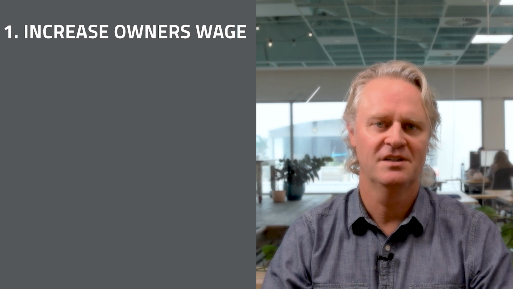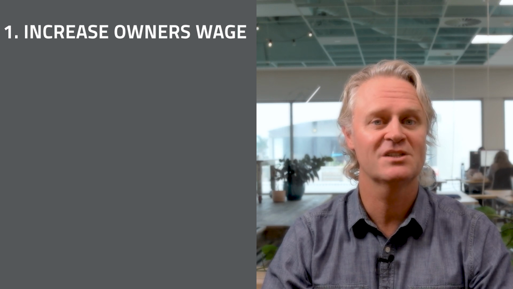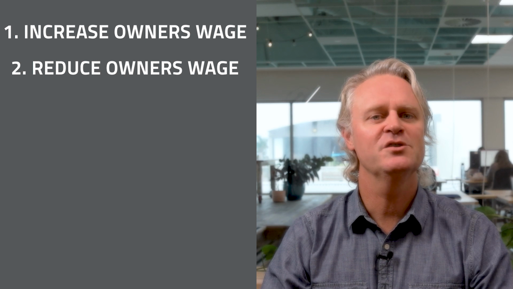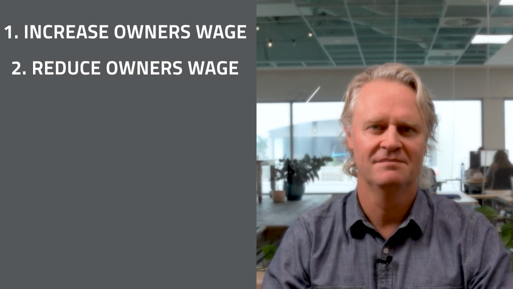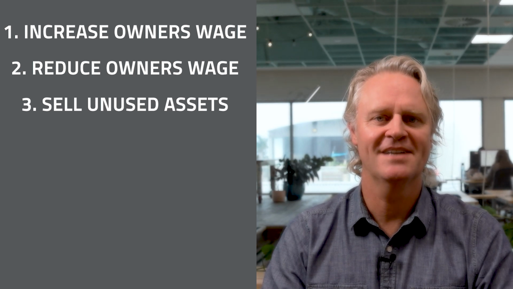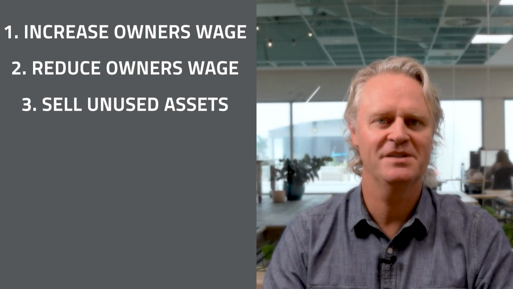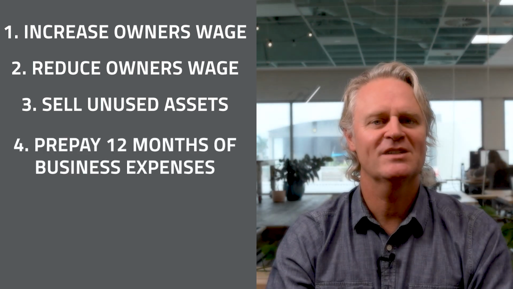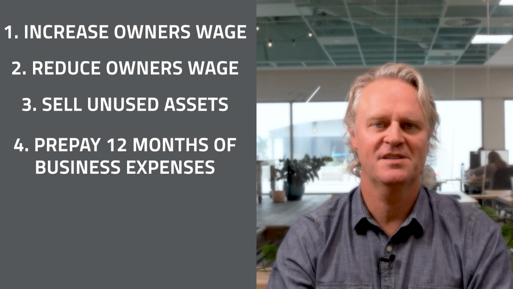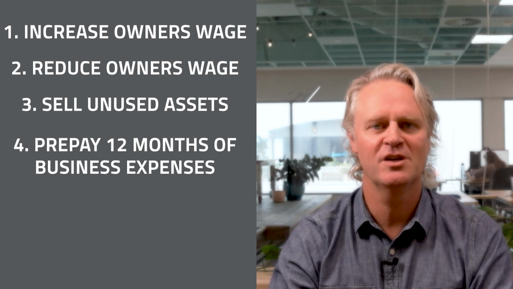Number 1, increasing owner's wage by paying a performance bonus or a director's fee. Number 2, reducing owner's wages, thereby reducing the size of the business loss. Number 3, sell unused business assets and buy assets the business needs to grow over the next 12 months. Number 4, prepaying 12 months of business expenses such as rent or insurance before the 30th of June.